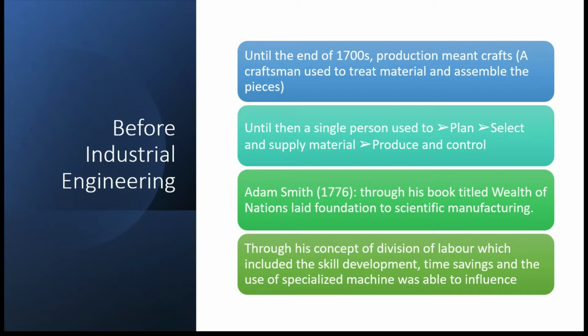In 1776, Adam Smith, through his book Wealth of Nations, laid the foundation to scientific manufacturing. Through his concept of division of labor, which involved skill development, time savings, and use of specialized machine, he was able to influence the production industry.